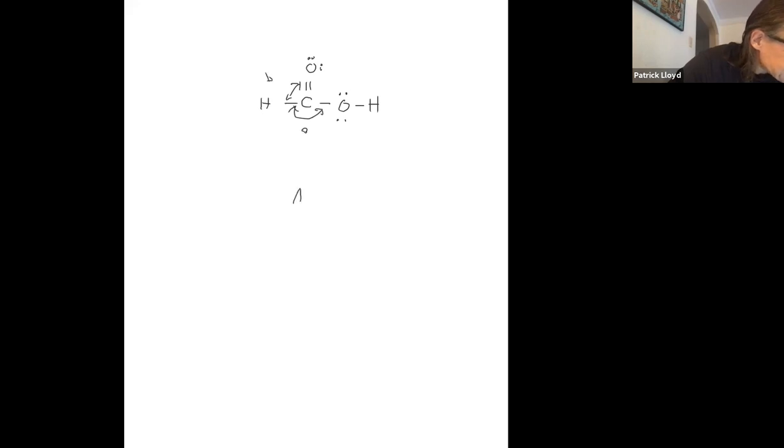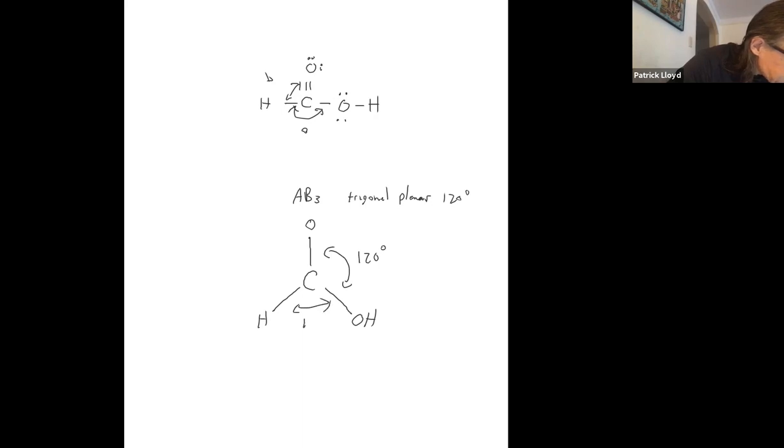Well, it's AB3. So the carbon is at the center, and the three groups are like that, right? So you have your OH here, you have your H here, and you have your O there. I'm not showing the double bond. You can if you want to, but in terms of the arrangement, this is trigonal planar. So it's 120. All the angles are 120. We didn't say that for trigonal planar one of them was 120 and the next one was 90 or anything. We said they were all 120. So for this one, A would be 120 and B would be 120.